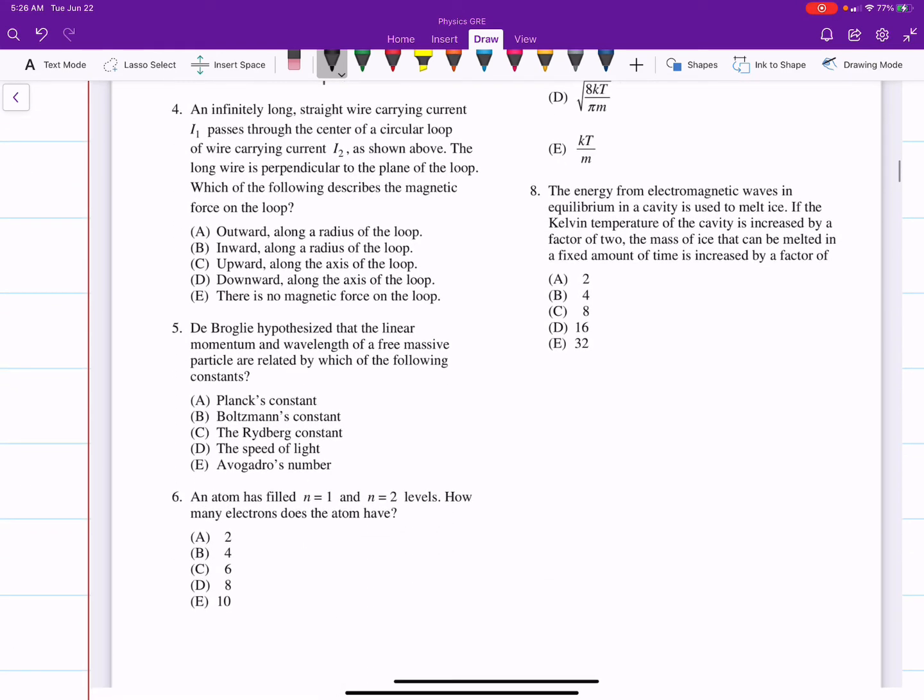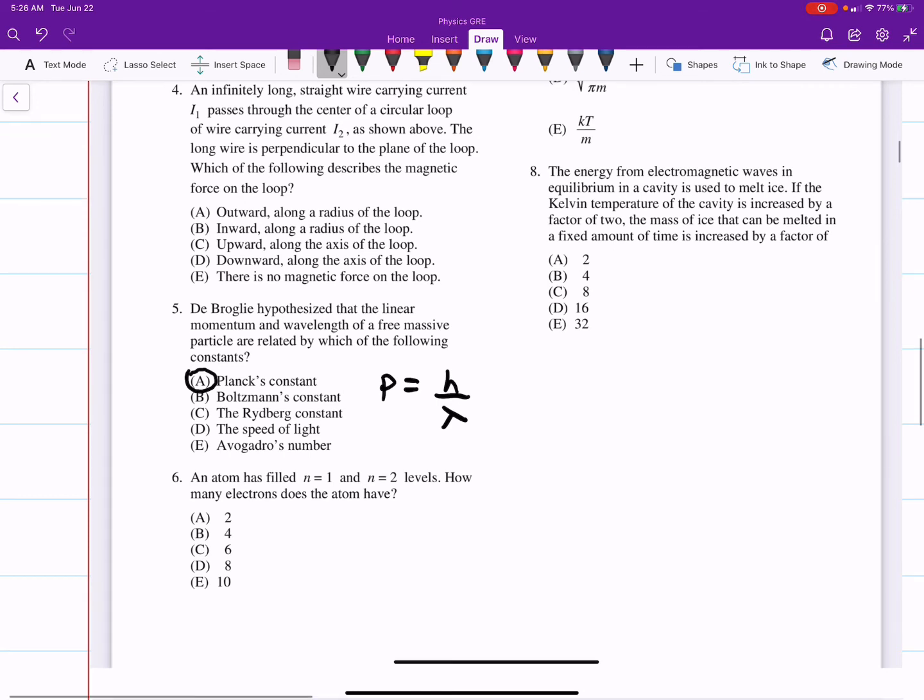Okay, so going on to 5. 5 simply says, de Broglie hypothesized that the linear momentum and wavelength of a free massive particle are related by which of the following constants? So this is another kind of just thing you know with the equation. The de Broglie wavelength tells us that the momentum is equal to h over lambda. So the wavelength and the linear momentum are related by h. Okay, so that's another definition thing.